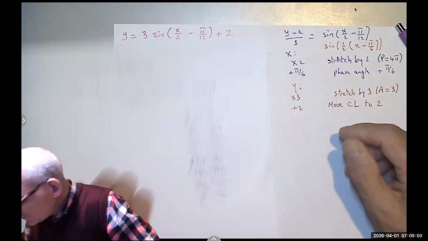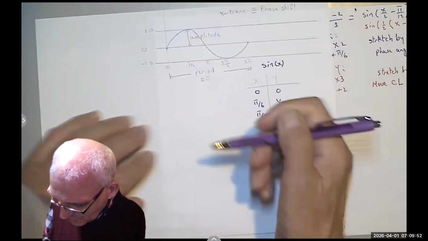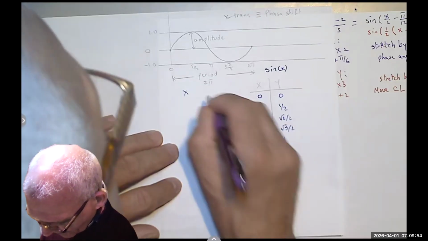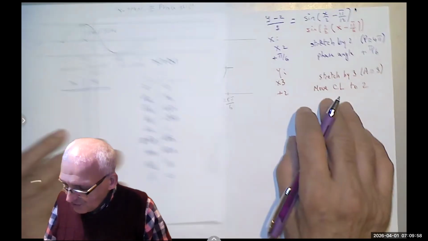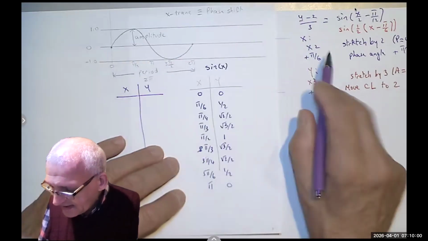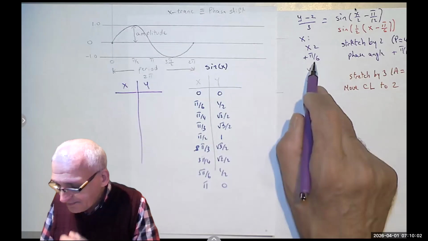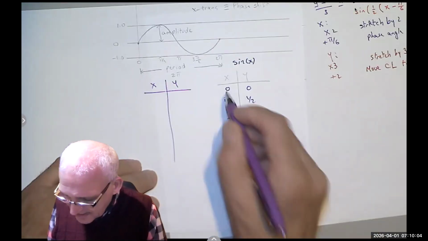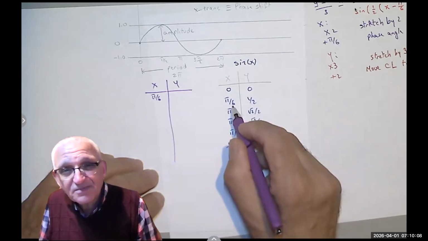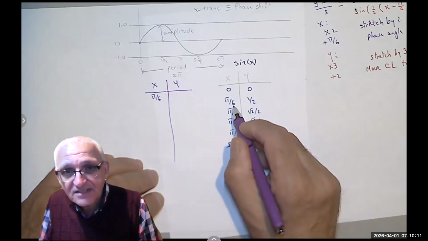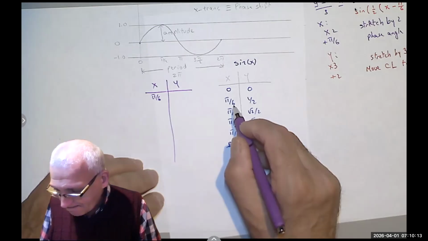Now, if you wanted to construct a table for my function, see, what did I do? I started with the x. I multiplied by 2 and then added pi over 6. Multiply by 2, I get 0. Add pi over 6 is pi over 6. Multiply by 2 is pi over 3. Add pi over 6, it becomes pi over 2, right?